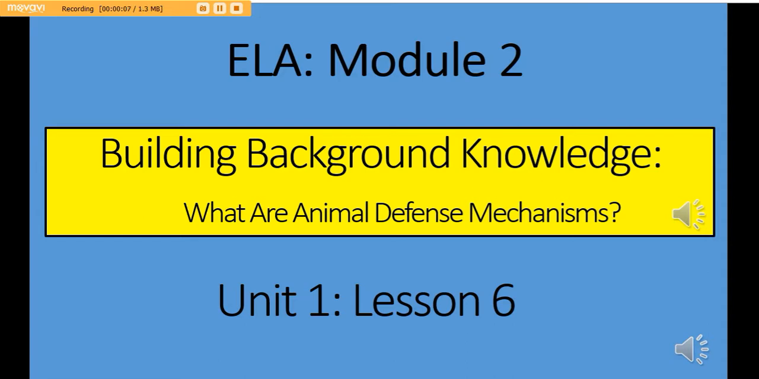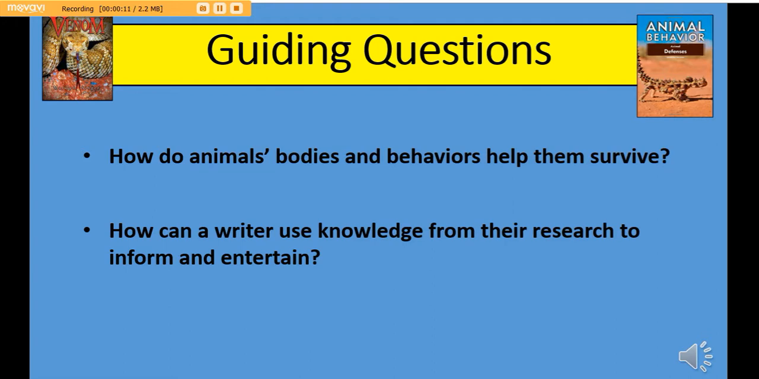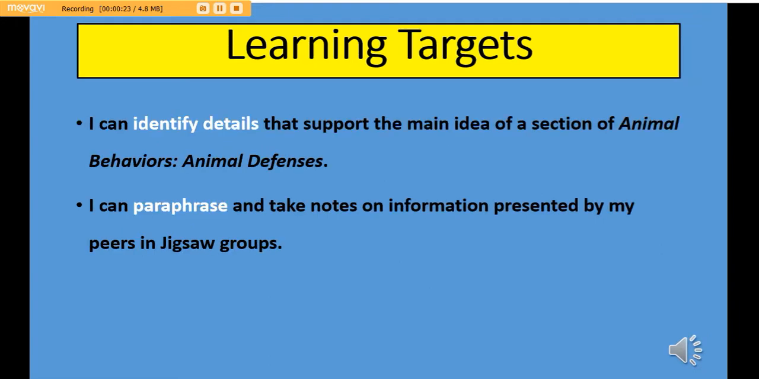Mechanisms. Unit 1, Lesson 6. Guiding questions. How do animals' bodies and behaviors help them survive? How can a writer use knowledge from their research to inform and entertain? I can identify details that support the main idea of a section of animal behaviors, animal defenses. I can paraphrase and take notes on information presented by my peers in jigsaw groups.